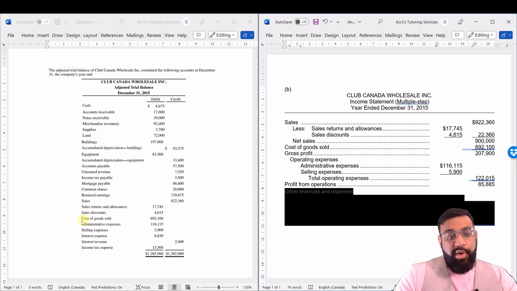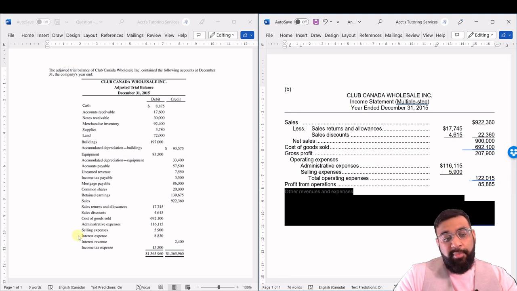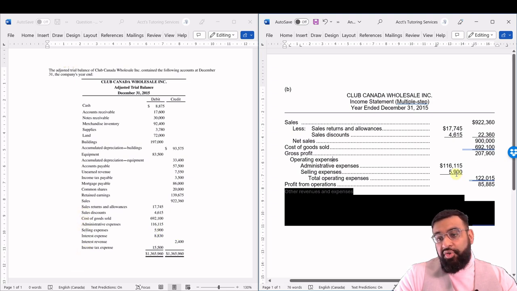Then the next step is to calculate the operating expenses. So just to rewind, cost of goods sold is taken from over here. And then we have administrative expenses, which falls under operating expenses. So operating expenses has administrative expenses and selling expenses. It could also have things such as depreciation expense, rent expense, salaries expense, etc. But for this specific question, it's just administrative expenses and selling expenses. So administrative expenses is 116,115. Selling expenses is 5,900. We add these two together to get the total operating expenses.